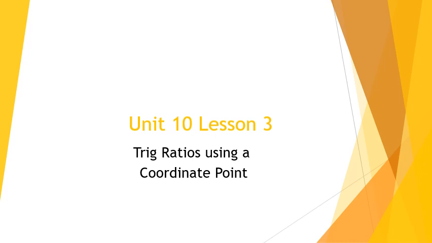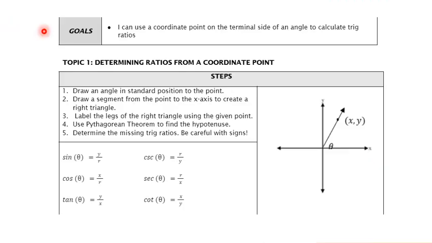Unit 10, Lesson 3, trig ratios using a coordinate point. The goal for this section is going to be using a coordinate point that's on the terminal side of an angle to calculate trig ratios. So again, we're looking at graphing angles on the coordinate plane, and now we're going to take what we know about the 6 trig ratios and use that on the coordinate plane.